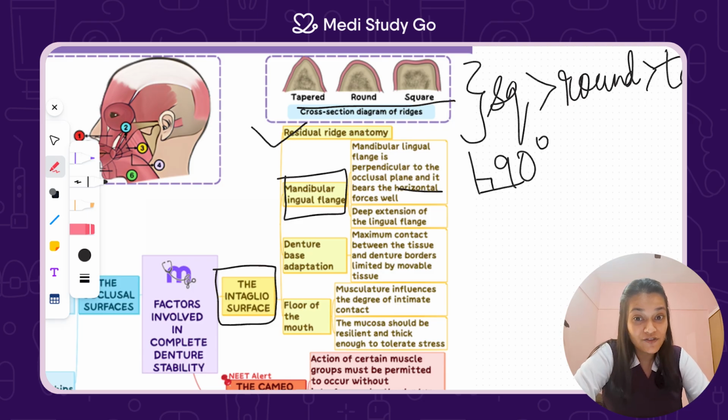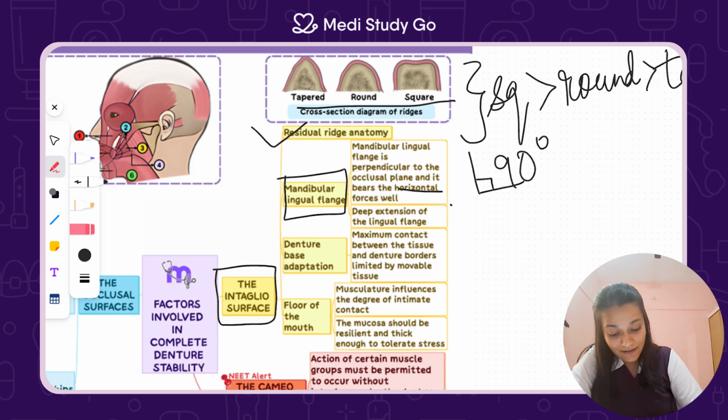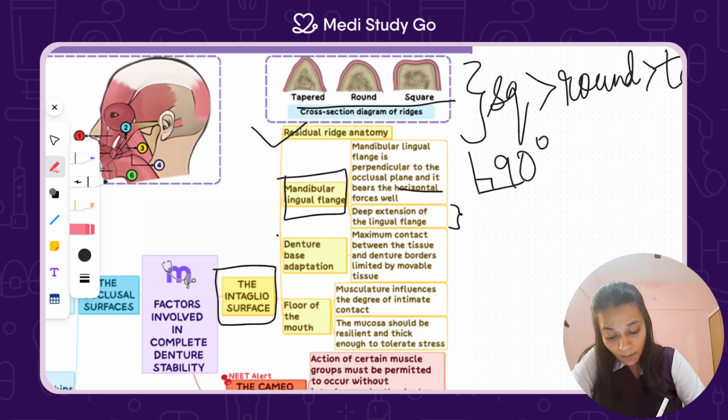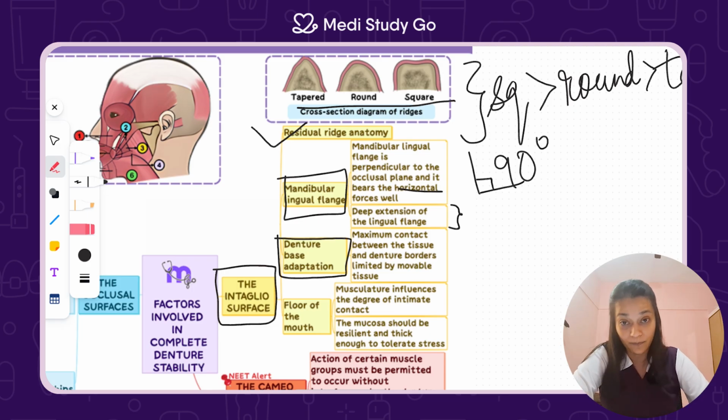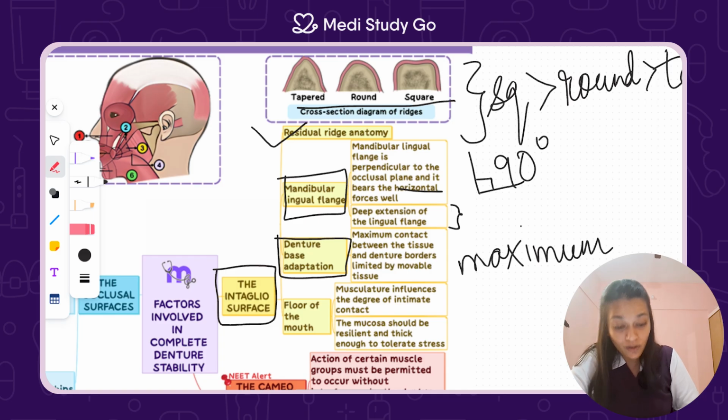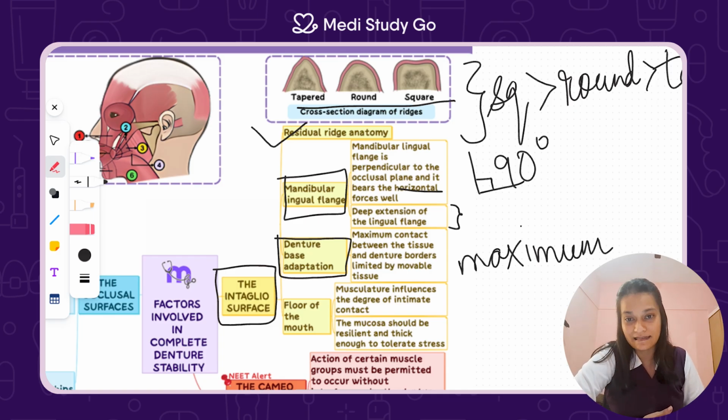Then what needs to be done? The extension has to be deep lingually. Deeper the extension, better the coverage, more would be the resistance to horizontal force. Talking about the denture base adaptation now. So what do we want? This is the impression surface or the intaglio surface. So there should be maximum amount of contact. More the amount of contact, more would be the resistance.